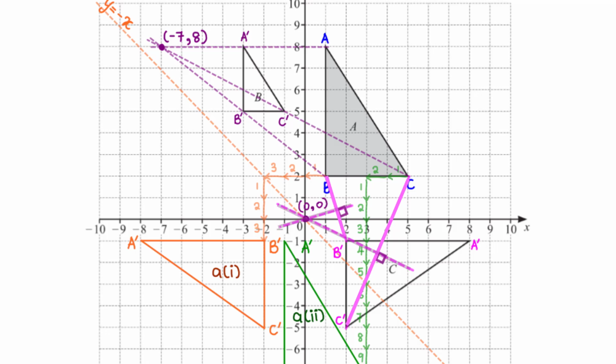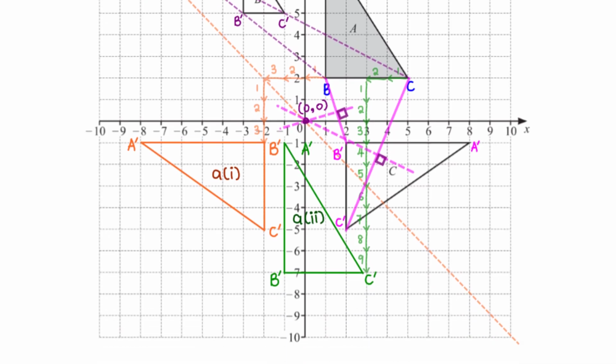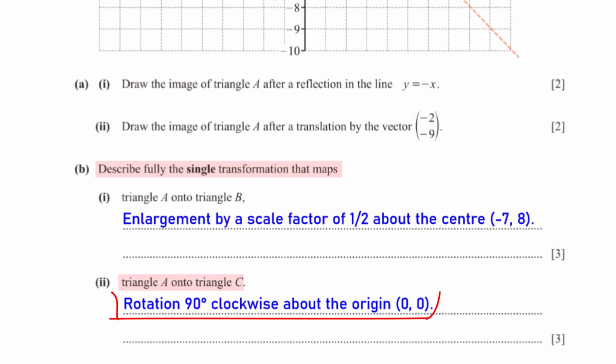Then we need to draw the perpendicular bisectors of these lines. The intersection point of the bisectors is the center of rotation, and in this case, that is the origin. And so the full description for this transformation will be rotation 90 degrees clockwise about the origin.